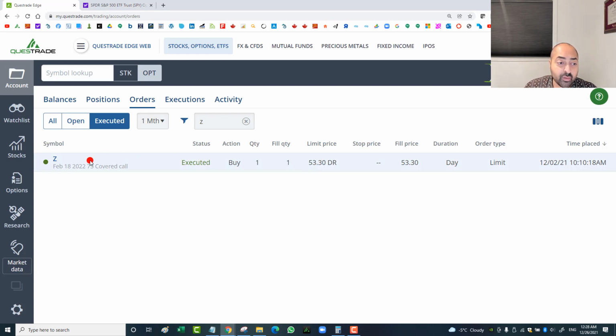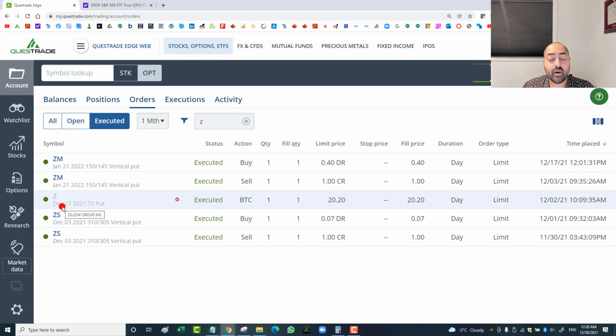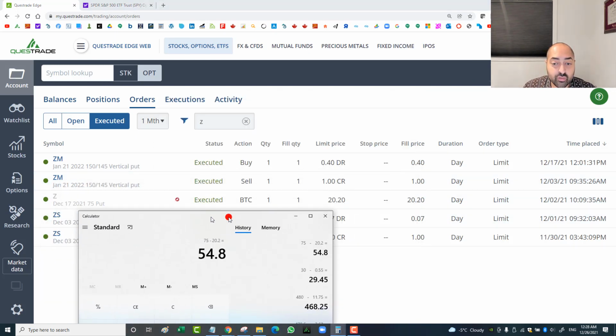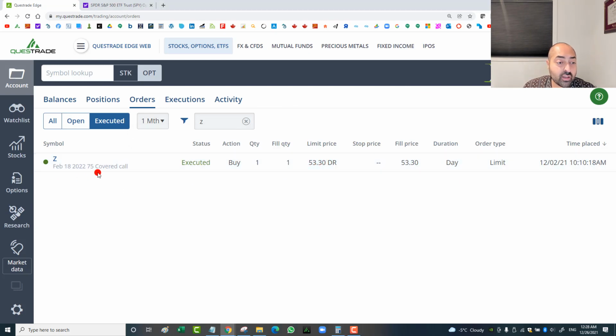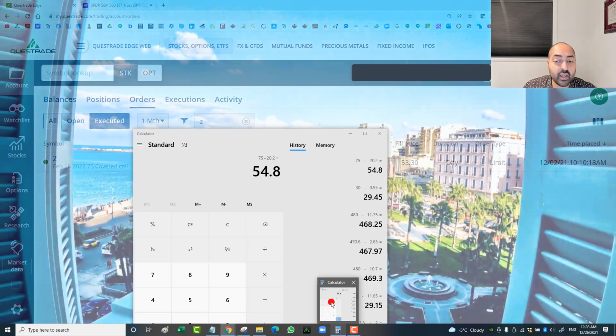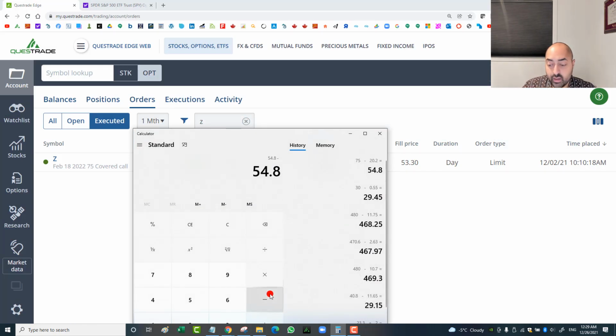Now it's a different expiry. Remember, you can see this here is February 18 expiry, while in my margin account it was a December 17 expiry. So I rolled it at the same time. Now how much credit did I roll it for? Well, you could see that buying this put for $20.20 is equivalent to 54.8. But if I go to my RSP account, you can see I paid $53.30 to roll it to the 75 covered call. So basically the extra credit I collected by rolling it from December to February, but same strike, is the difference between 54.8 minus 53.3. So that's an extra credit of $1.50.